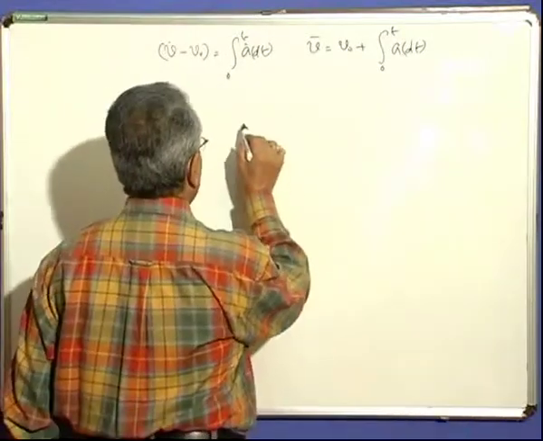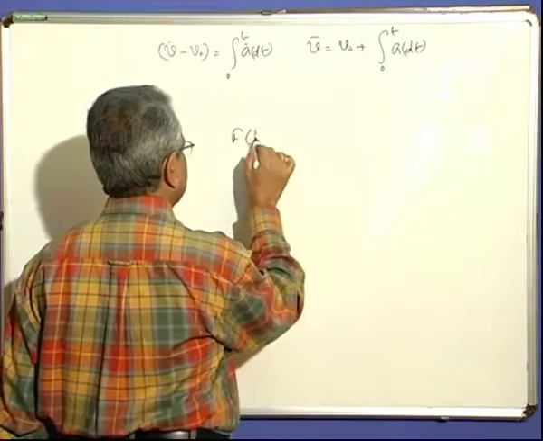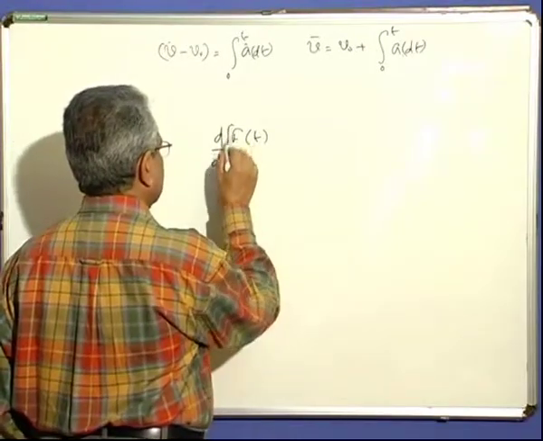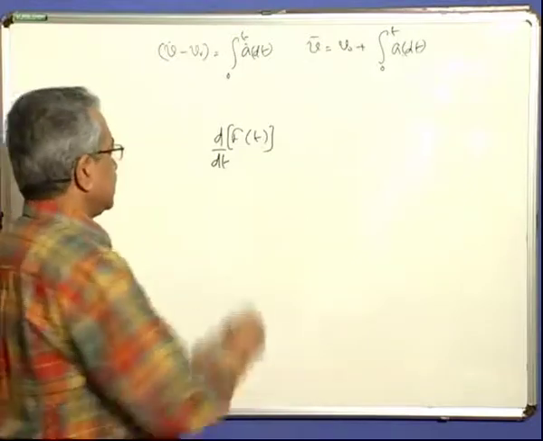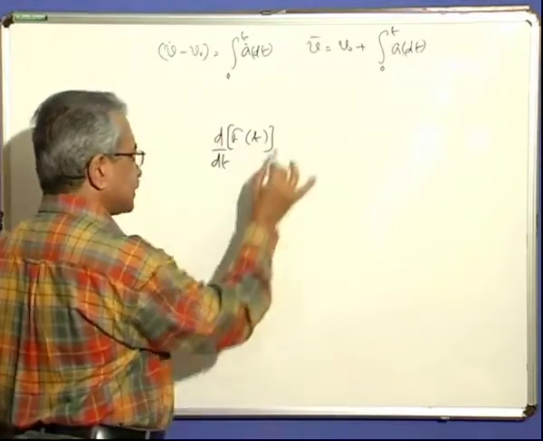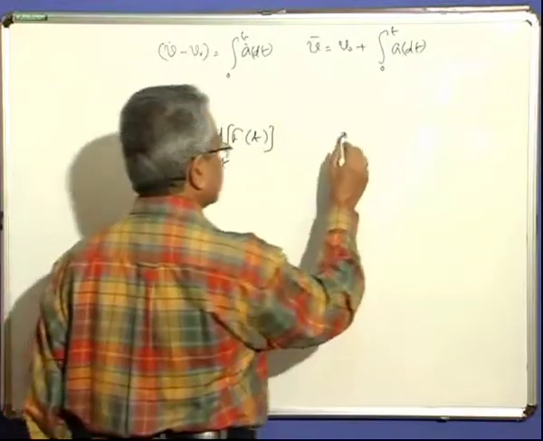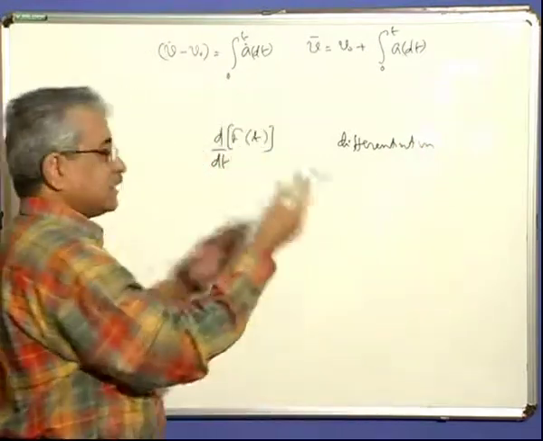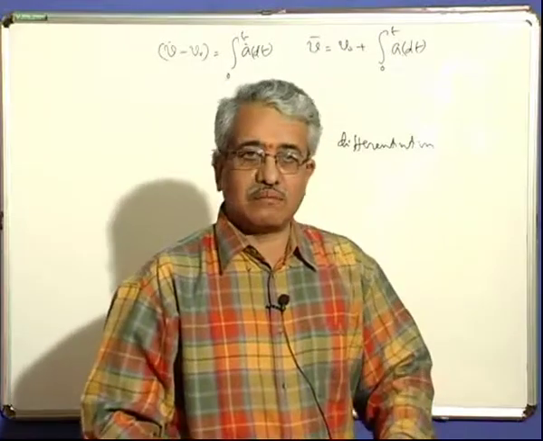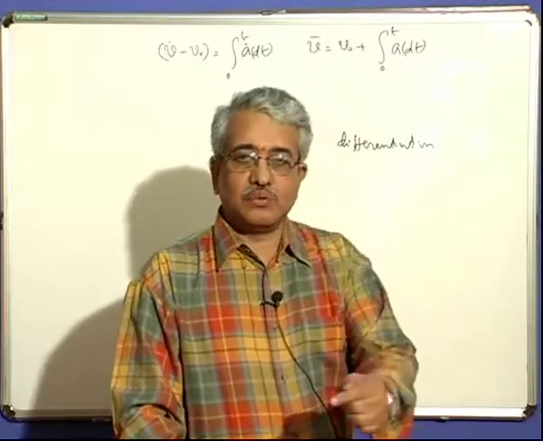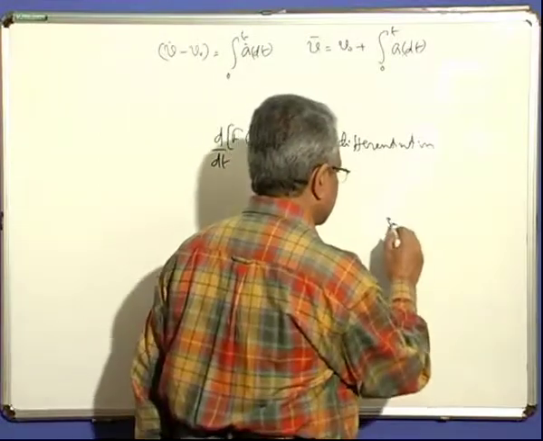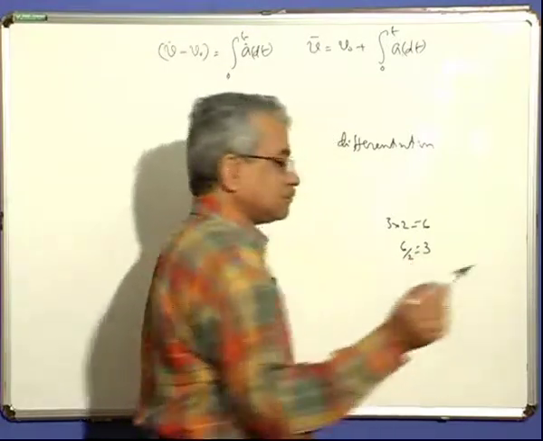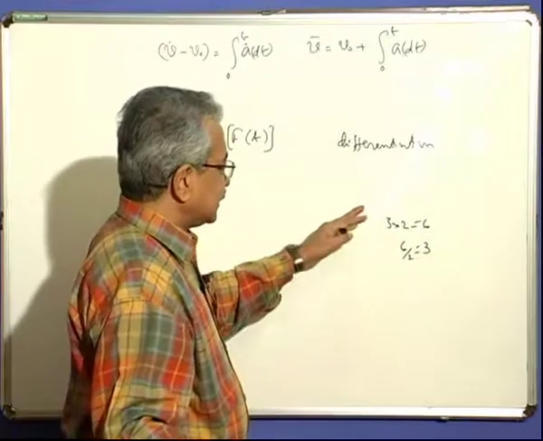That means, you know a function, for example, f(t). If you differentiate this function with respect to time, we write it like this. This operation is what is called differentiation. Now if you invert it, just like multiplication and division, 3 into 2 is 6. If you make it 6 by 2, it becomes 3 automatically. That is the reverse process.